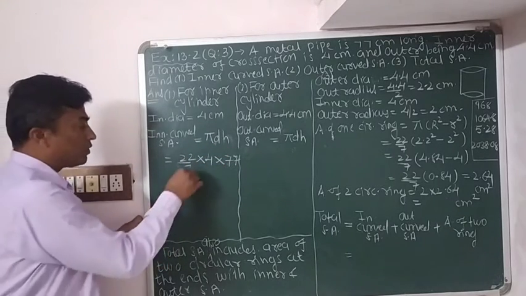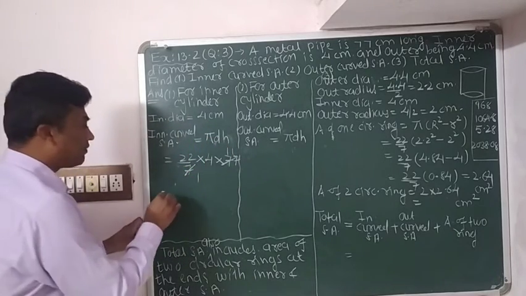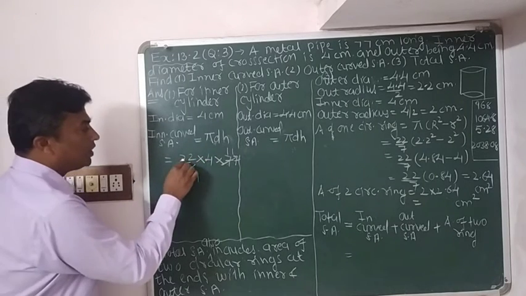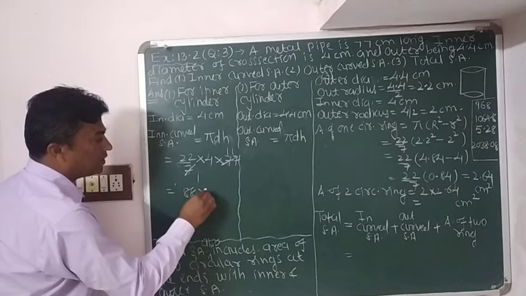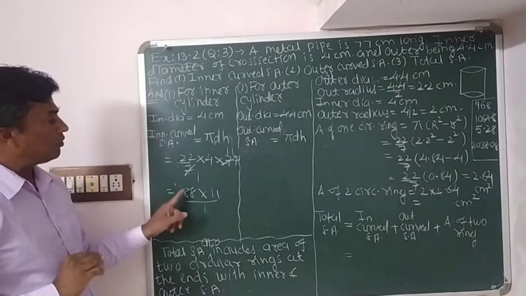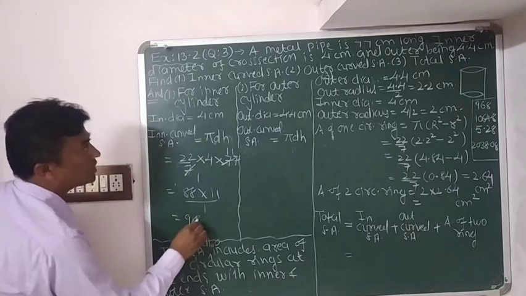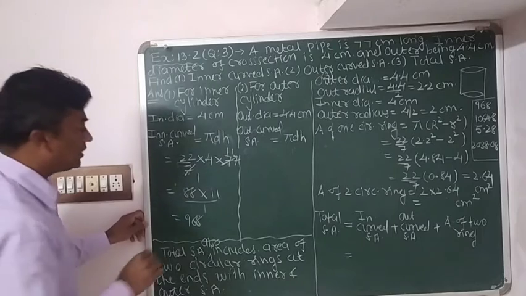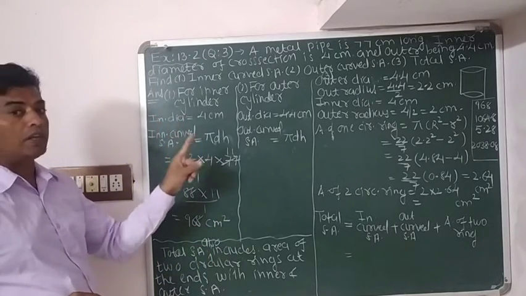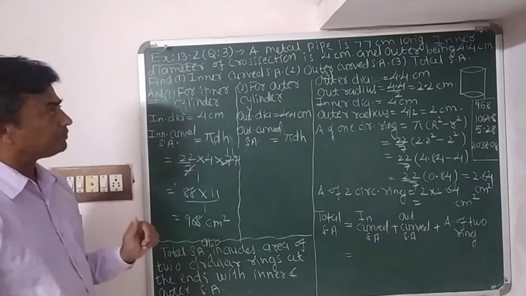Here cancellation is possible. 7 ones are 7, and 11 sevens are 77. Now 22 multiplied by 4 multiplied by 11. 22 times 4 is 88. Then this multiplied by 11, with 1 downside. Now 88 multiplied by 11, its answer is 968. Its answer is 968 centimeter square. So the inner surface area of the pipe is 968 centimeter square.